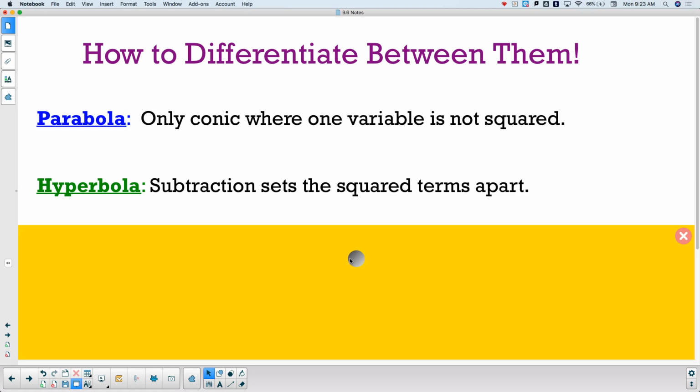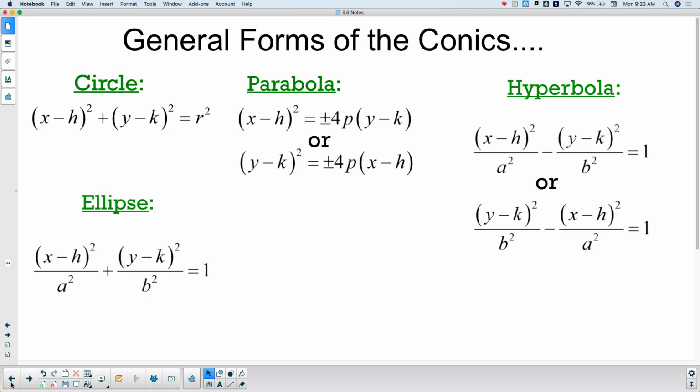Okay? So then that leaves us with how to tell the difference between a circle and an ellipse. How would I tell the difference between a circle and an ellipse? Okay? Like, what do you mean R? Okay?